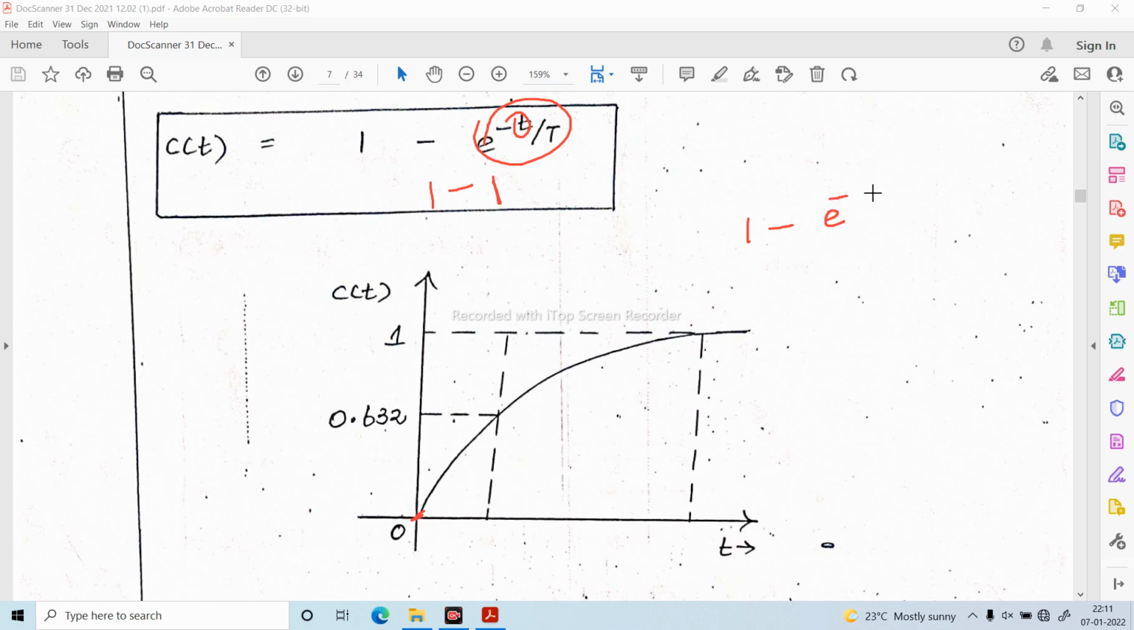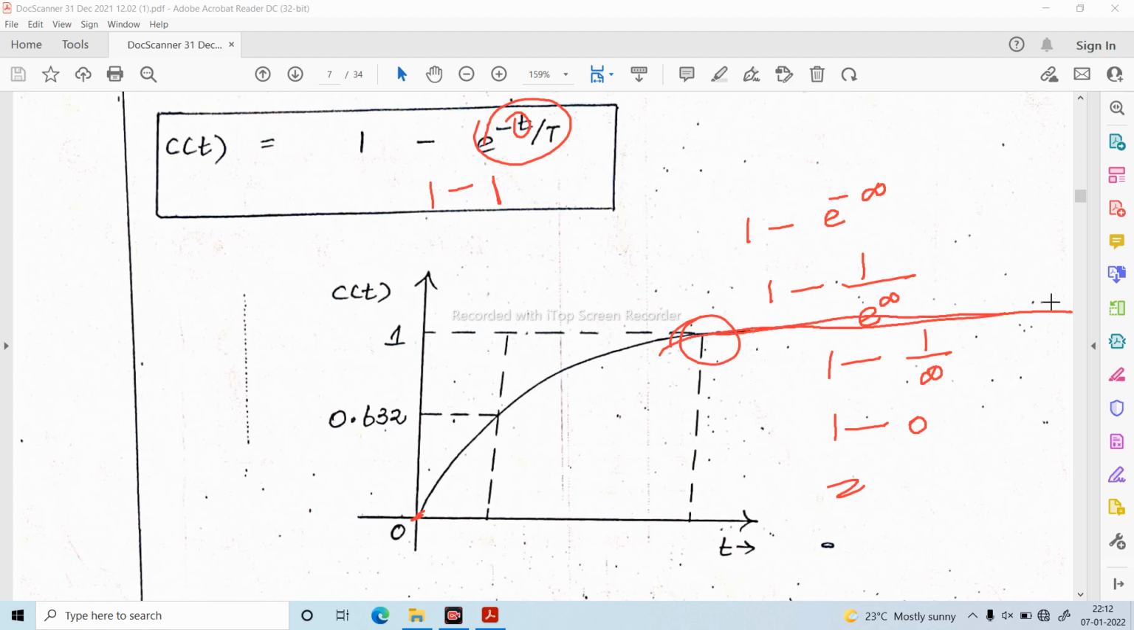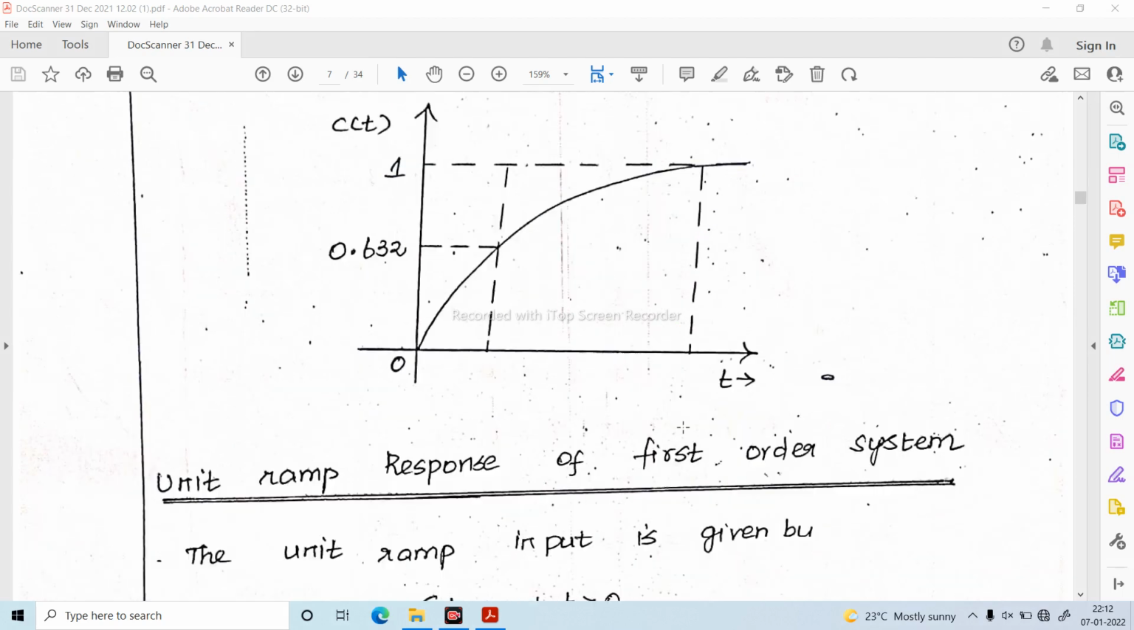So the last value: 1 minus e power minus t by T, for example, t is equal to infinity. So 1 minus 1 by e power infinity, so 1 by infinity. So 1 minus 0, the value is equal to 1. So it will be a constant value. It will reach the value 1 at the final time, that is t is equal to infinity. So this is the graphical representation of the output response of the first order system due to standard step signal.